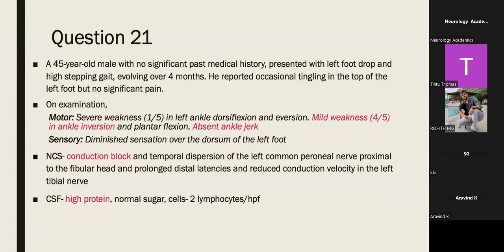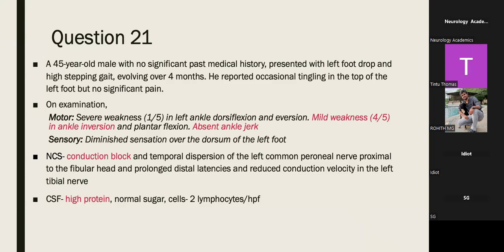Question 21. A 45-year-old male with no significant past medical history presented with left foot drop and high stepping gait, evolving over 4 months. He reported occasional tingling on the top of the left foot, but with no significant pain. On examination, there is severe weakness in the left ankle dorsiflexion and eversion, mild weakness in ankle inversion and plantar flexion, and absent ankle jerk. There is also diminished sensation over the dorsum of the left foot.